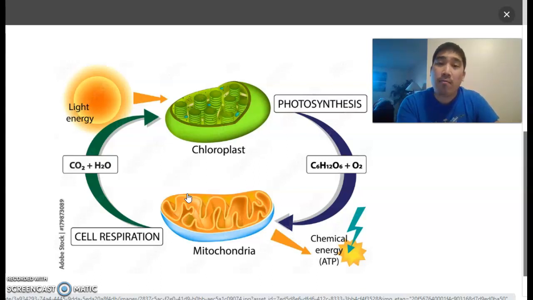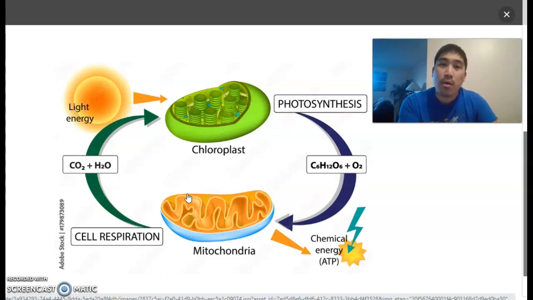On the flip side, for animals such as humans, we use cellular respiration, in which we take in energy in the form of glucose, which we get from the foods we eat, such as plants and other animals. And then we also breathe in oxygen.